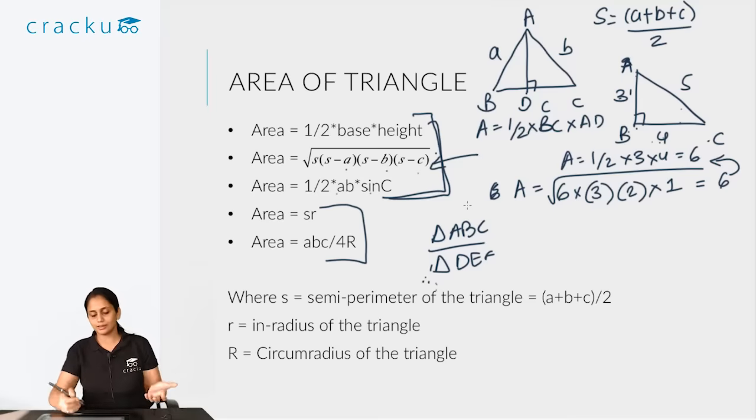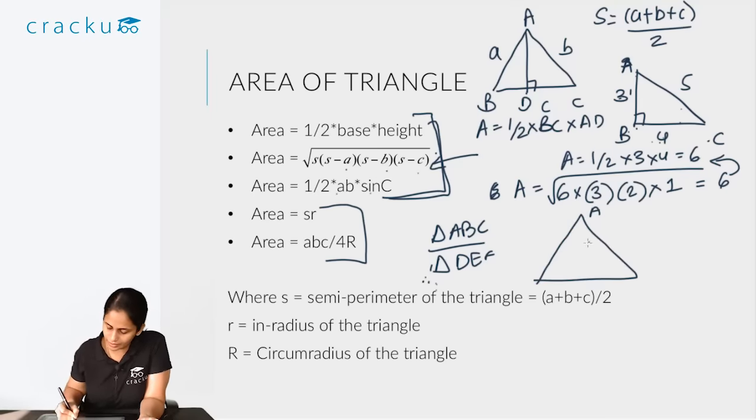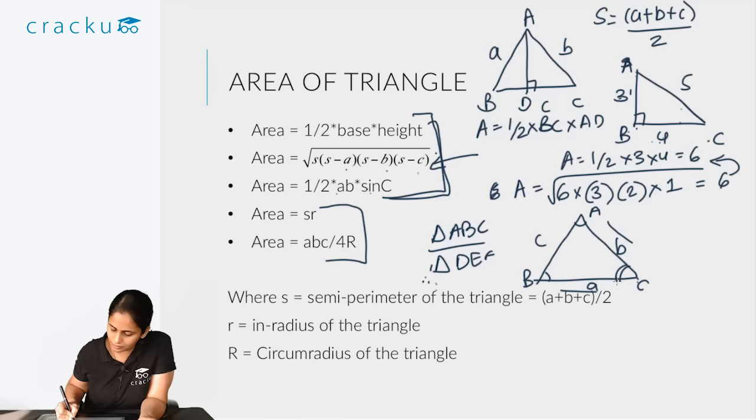As I said, this is half ab into sine C. Basically, if this is your triangle ABC, this is angle A, this is angle B, this is angle C. In this case, this side would be a, this is b, this is c. For calculating this area, you need the length of two sides of the triangle, this side and this side, and the sine of the angle that is included between these two sides, so that you get sine C.